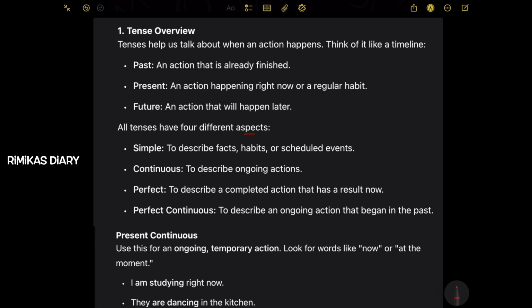All tenses have 4 different aspects: simple, continuous, perfect, perfect continuous. Simple, to describe facts, habits, or scheduled events. Continuous, to describe ongoing actions. Perfect, to describe a completed action that has a result now. Perfect continuous, to describe an ongoing action that began in the past.